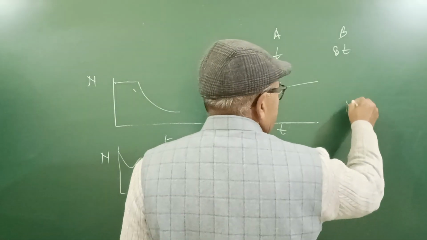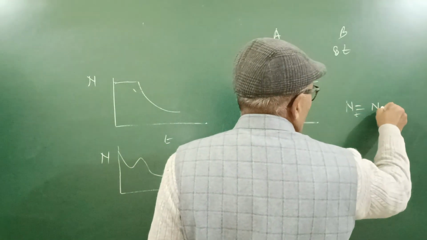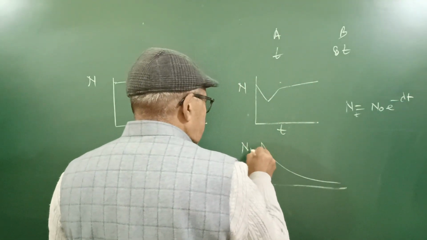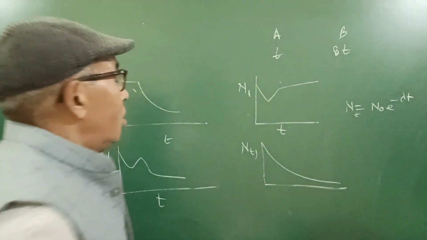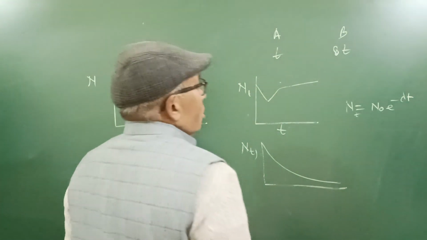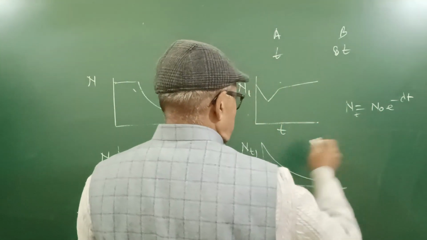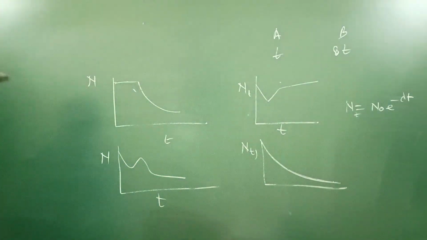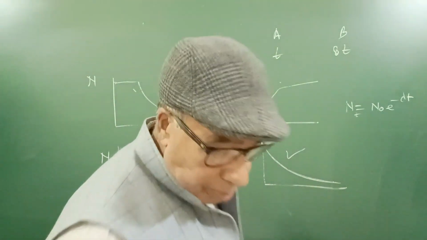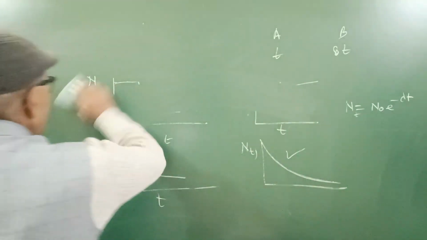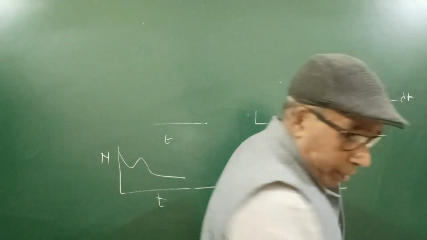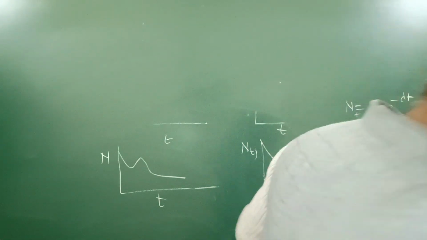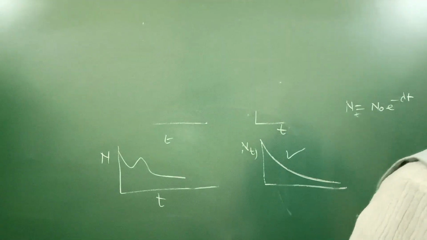Actually we know N_t is equal to N_0 e to the power minus lambda t. Here N_t is the number of active nuclei left. So on an average the graph will come out like this. These are all the three absurd, so this is the correct answer. Now next question is a very good question. The first one was asked in JEE 2004, and this one was asked in JEE 2001.